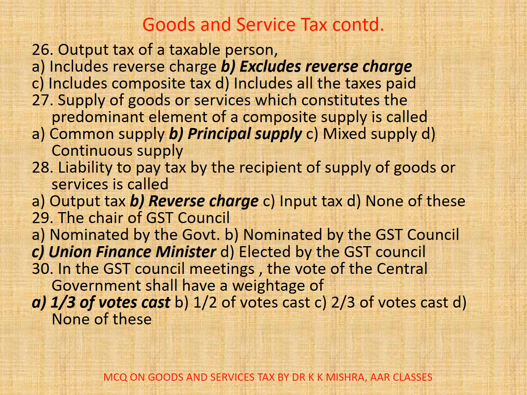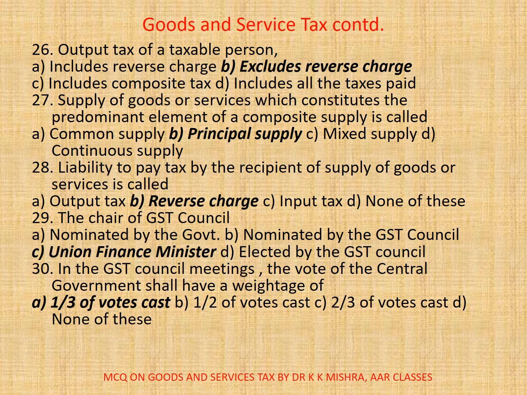26. Output tax of a taxable person. A. Includes reverse charge, B. Excludes reverse charge, C. Includes composite tax, D. Includes all the taxes paid. Correct option is B. Excludes reverse charge.